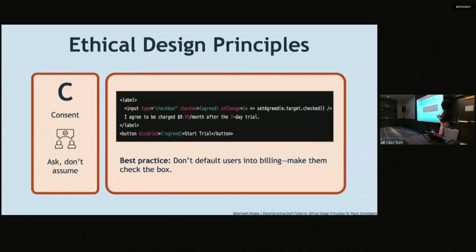So the first one is consent, ask, don't assume. So the best practice here, and here's an example, is don't default users into billing, make them check a box. So that way the user actually knows. And then also just like how we talked before, sending notifications like, hey, this is going to happen, making sure it's super clear. Again, ask, don't assume.